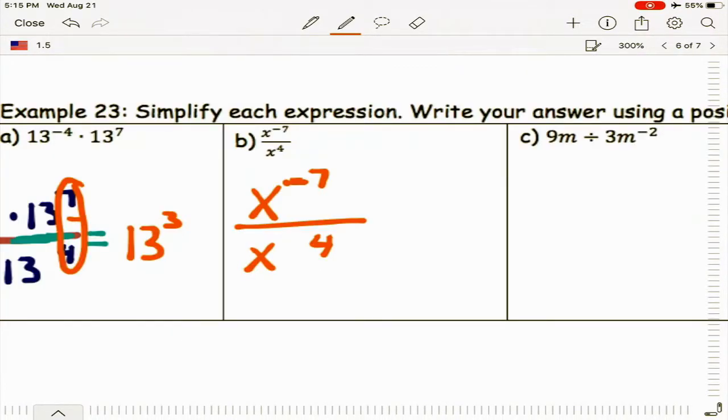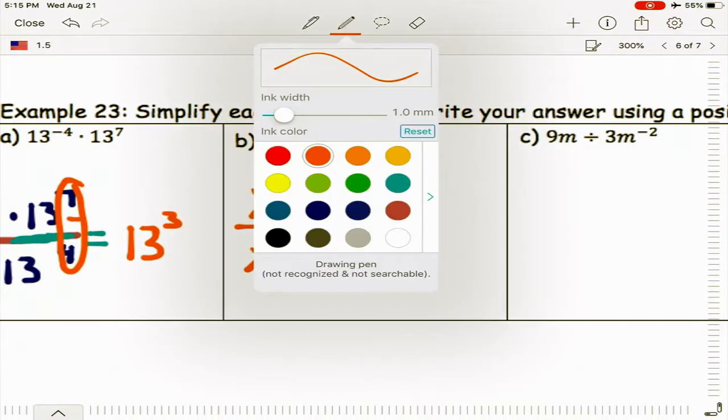So when I do x to the negative 7 over x to the 4th, once again, my goal is to convert any negative exponents to a positive. I do that by creating a fraction bar. The good news with letter B is, didn't they already give us a fraction bar? So you don't even have to create one, they gave it to us. All I'm going to do is this.